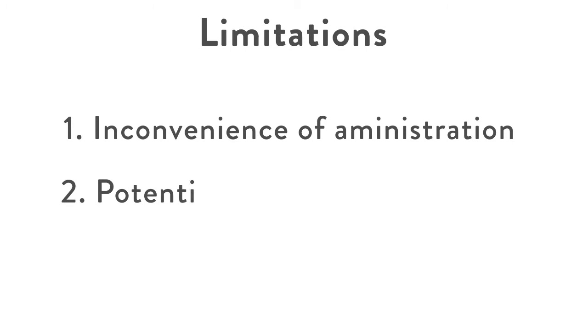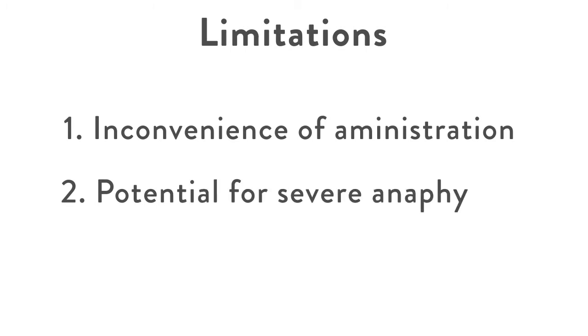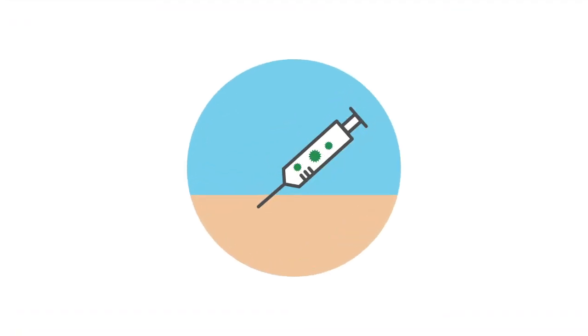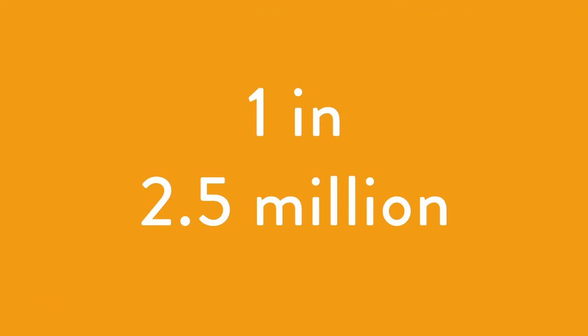two, the potential for severe anaphylaxis. Anaphylaxis is a severe allergic reaction. By injecting something that you're allergic to in your body, it is possible to have an anaphylactic reaction. The range that this occurs is about 1 in 1,000 to 1 in 10,000. There is even a small chance of death of 1 in 2.5 million.